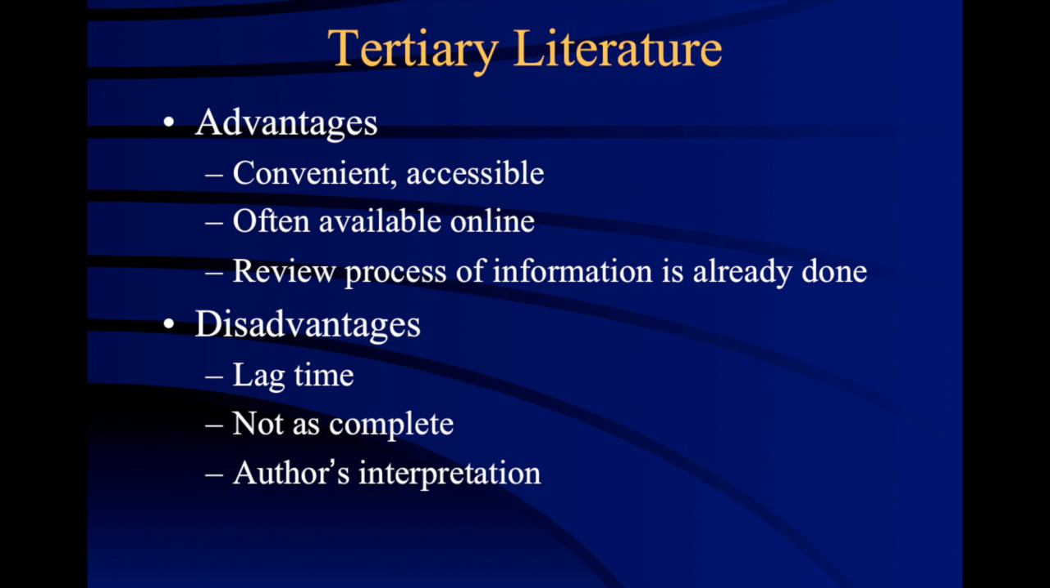Tertiary literature is the most common source of literature. And again, these are your textbooks, your drug databases. The advantages to using tertiary literature is that these sources are generally very convenient and accessible. They're often available online, and the review process has already been done. The disadvantages: it takes time to develop the tertiary resource. They're generally not as complete, and the information is left up to the author's interpretation.